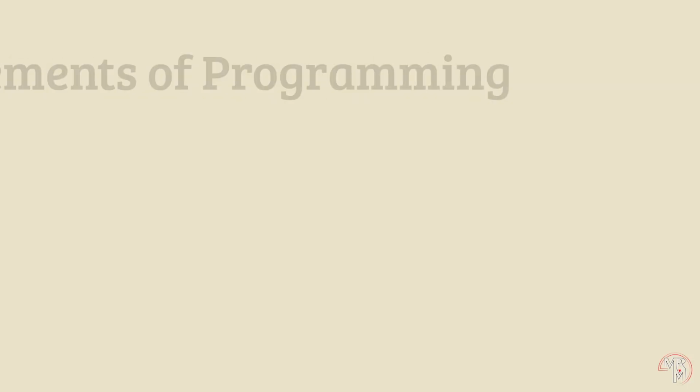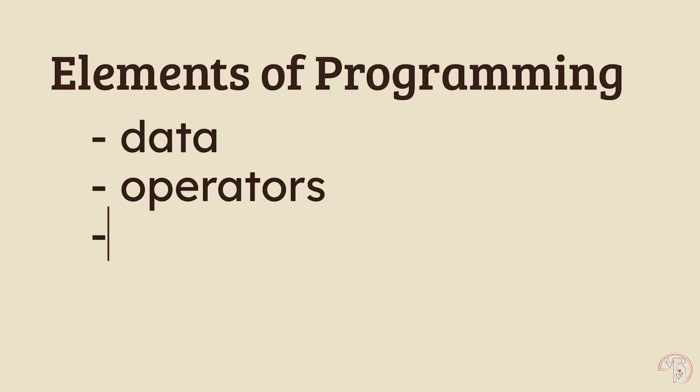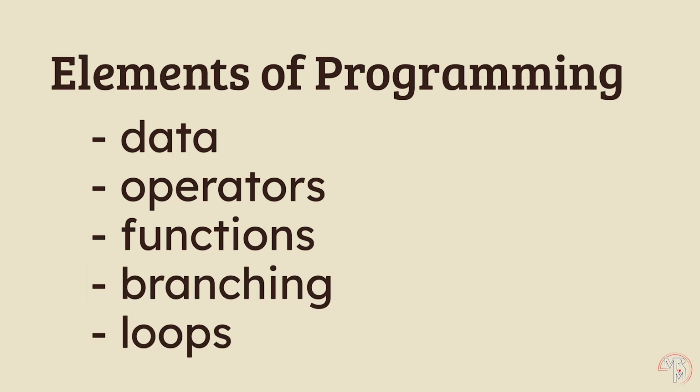Hi and welcome back. In the previous episode, we talked about the 5 main elements of programming, in general, regardless of the programming language. Does anybody remember what they are? Right, it's data, operators, functions, branching, and loops. And in this episode, we're going to talk about some of those, so let's get right to it.